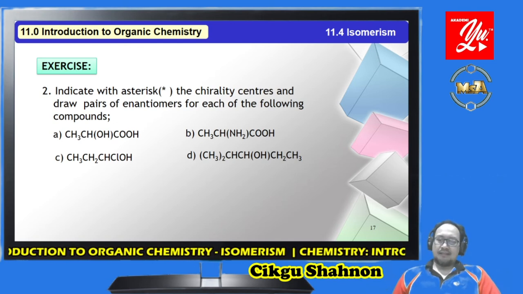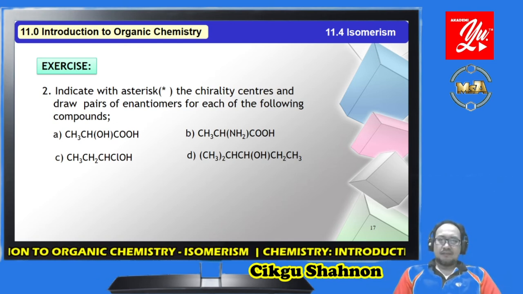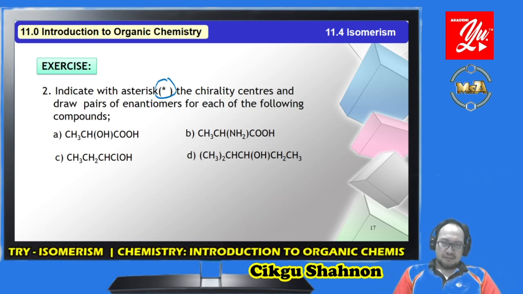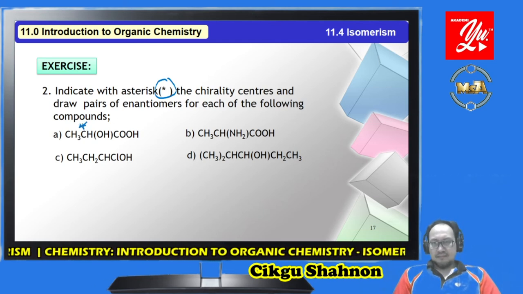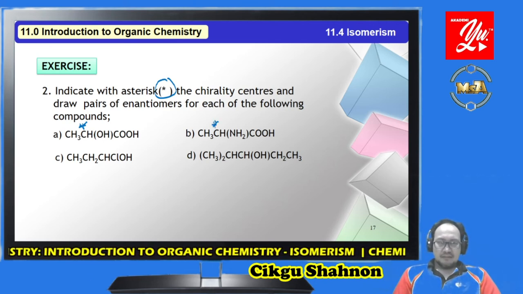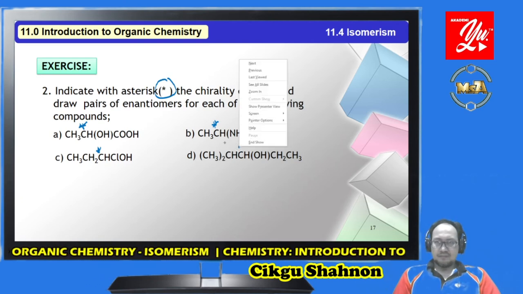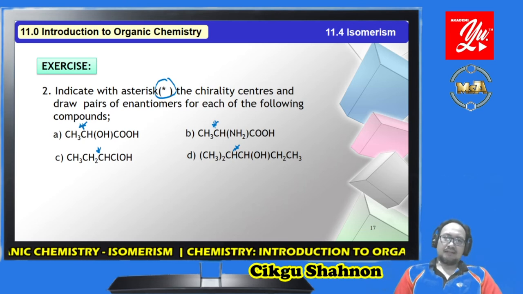Okay, the last one. This is the last exercise for this chapter. Indicate with an asterisk the chirality center and draw a pair of enantiomers for each of the following compounds. Yes, I have one chirality center here, and here, yes, one chirality center. Looks like all have a chirality center. Here, no, but this one, yes. Okay, all have a chirality center.